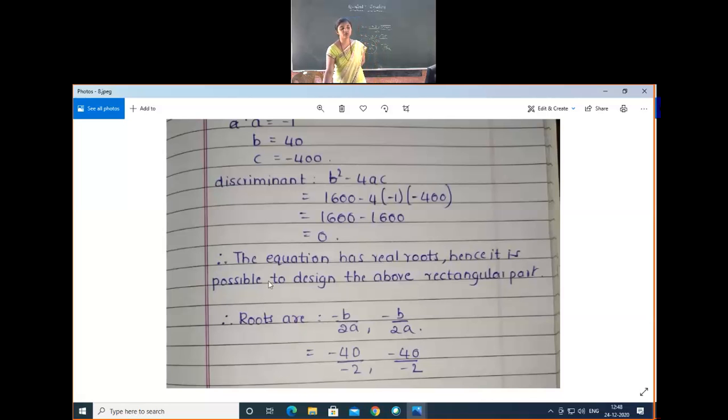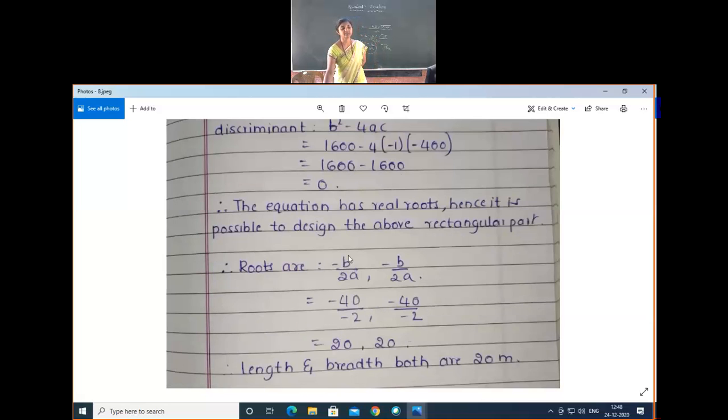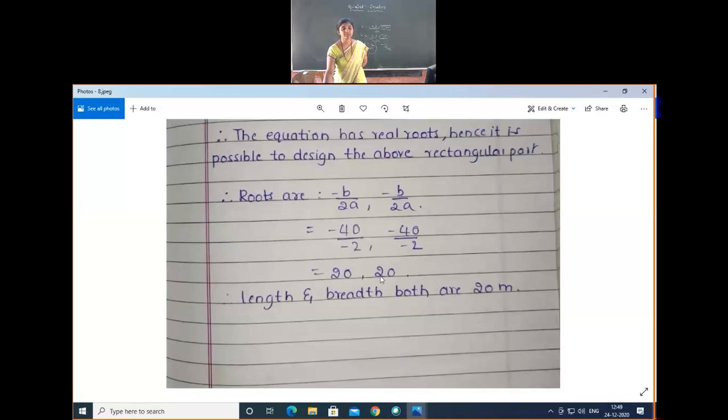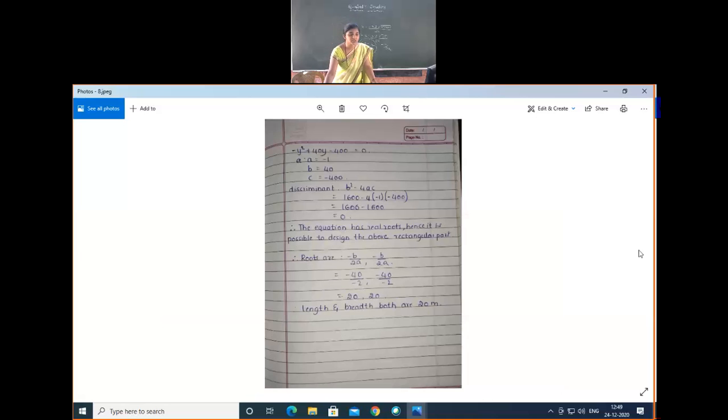Therefore, equal roots are always in the form of minus b by 2a, minus b by 2a. That is minus 40 divided by minus 2, minus 40 divided by minus 2, that is equal to 20. Length and breadth both are 20. Okay, so length and breadth both are 20 meter. Got the idea of this concept, students?